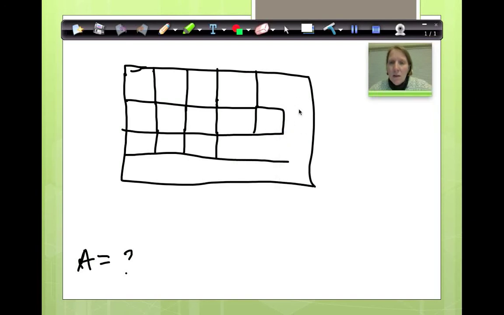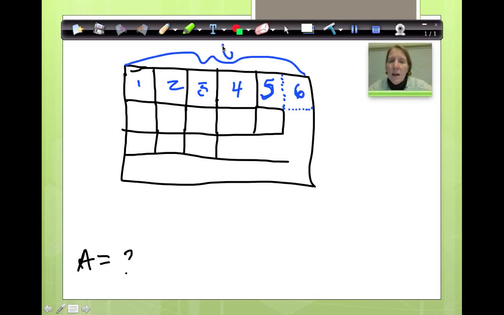Okay, this tells me that I can probably put a line right here. If I put a line right here, can I put a line right here? Use your straight edge and go ahead and do that. Now do I know the length of one of my sides? If I know the length of 2 sides, I can find the area. So how many would this be? 2, 3, 4, 5, 6. So the area of this side is 6.